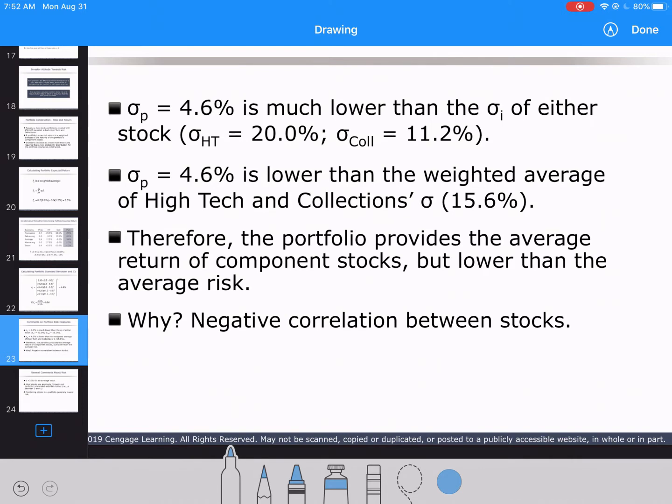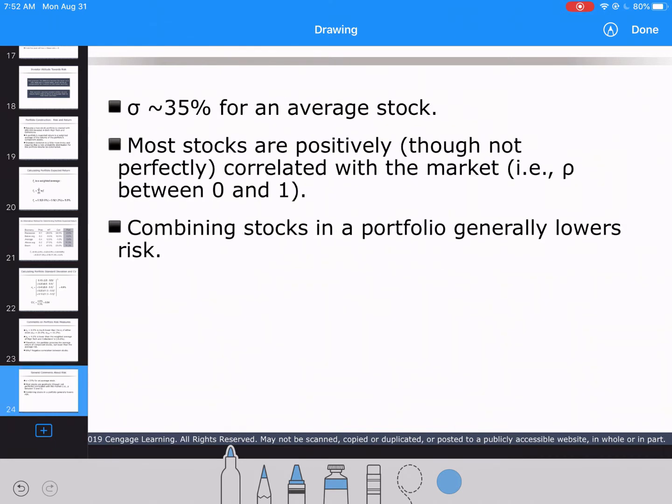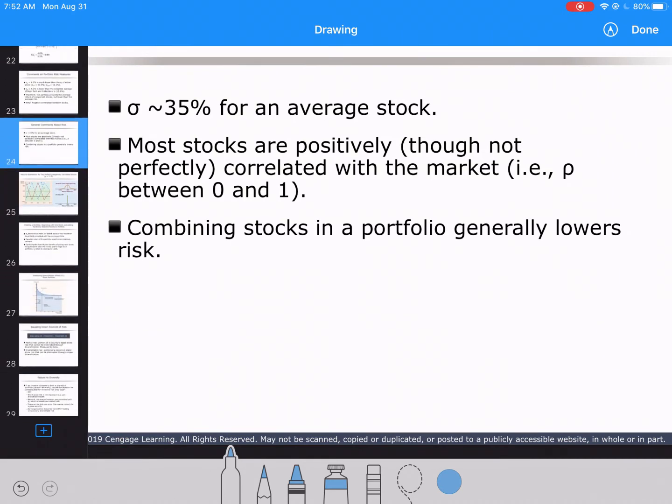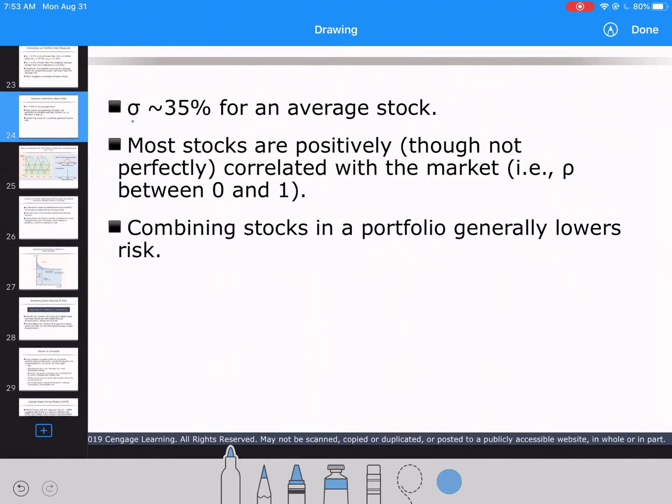What happens is that when some return goes down, the other return goes up. That means we say that they are negatively correlated. And so if you look at the stock market, usually the risk is 35%.